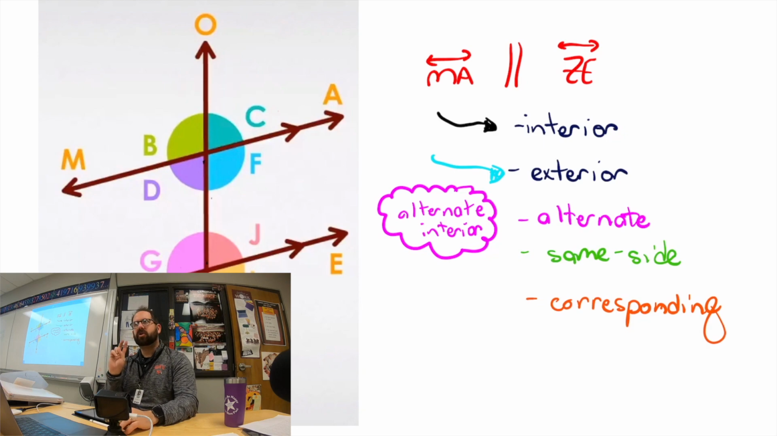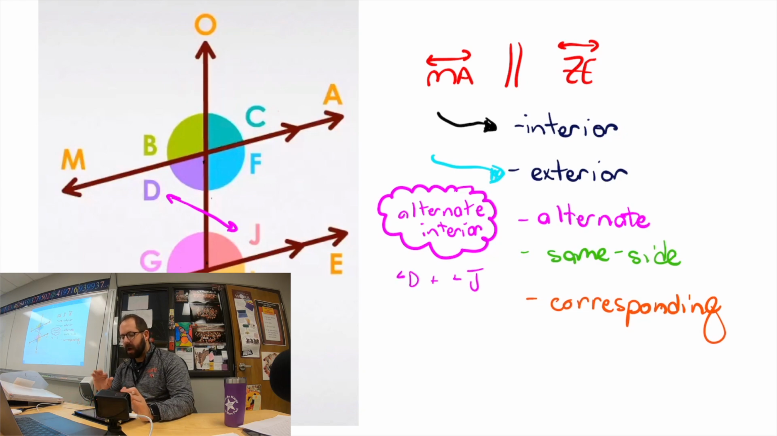So can somebody give me the two angles that would be alternate interior? DJ and FG. Okay, I agree with that first one. Yep, DJ. And what was the other pair that you said? FG. Okay, good. Yep, so D and J. So angle D and angle J, that's a good pair. Those are alternate interior. They're not touching. One's on the left, one's on the right. And then you're absolutely right. The other pair would be F and G, right? So angle F and angle G.